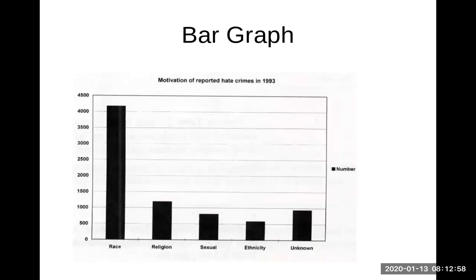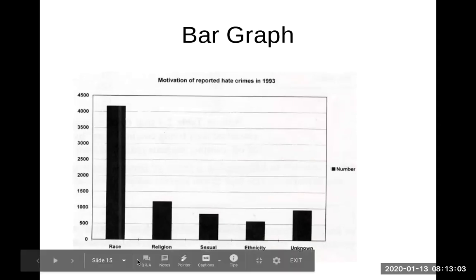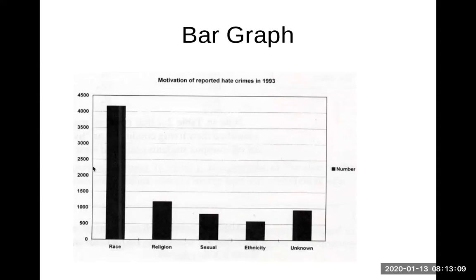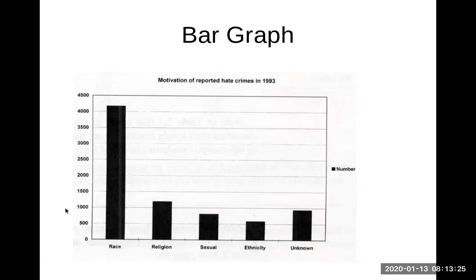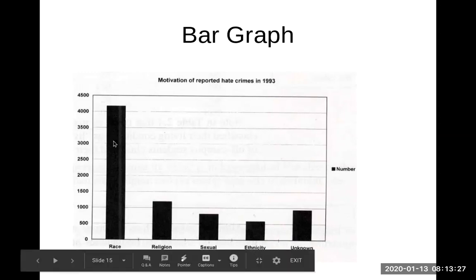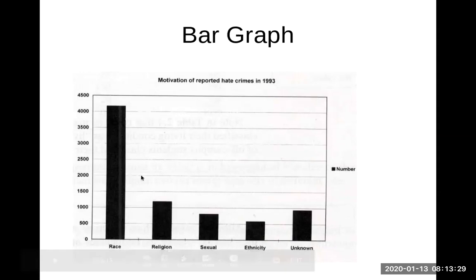So here's an example of a bar graph. This was the motivation of reported hate crime. Notice that they didn't label their axes. That's not ideal. But we can see that race had a very high number of motivation for hate crime, and then it drops off. But there are still counts for religion, sexual orientation, ethnicity, and then they have a catch-all. So remember when we were talking about our lists of responses, we had mutually exclusive and exhaustive. This list is mutually exclusive and exhaustive, which means if your motivation for hate crime was race, then it can't also be religion.